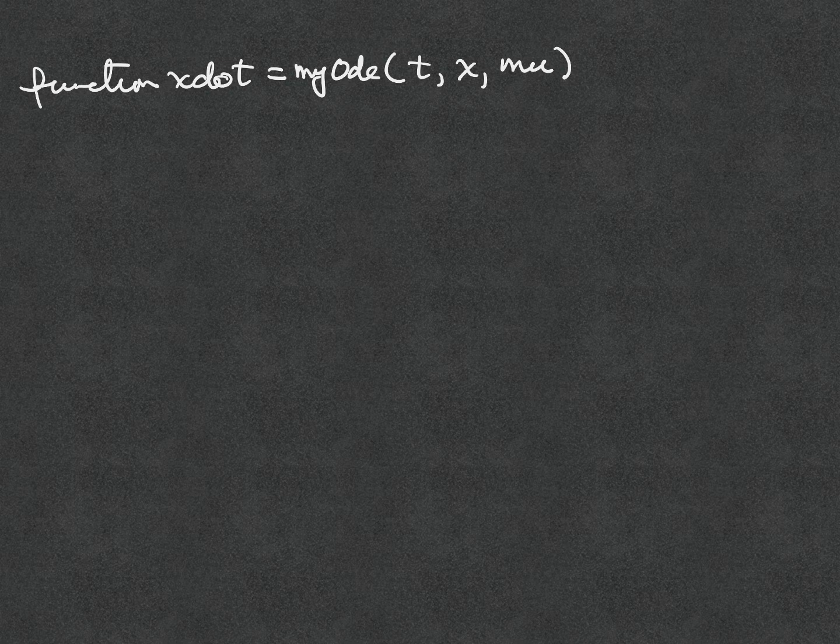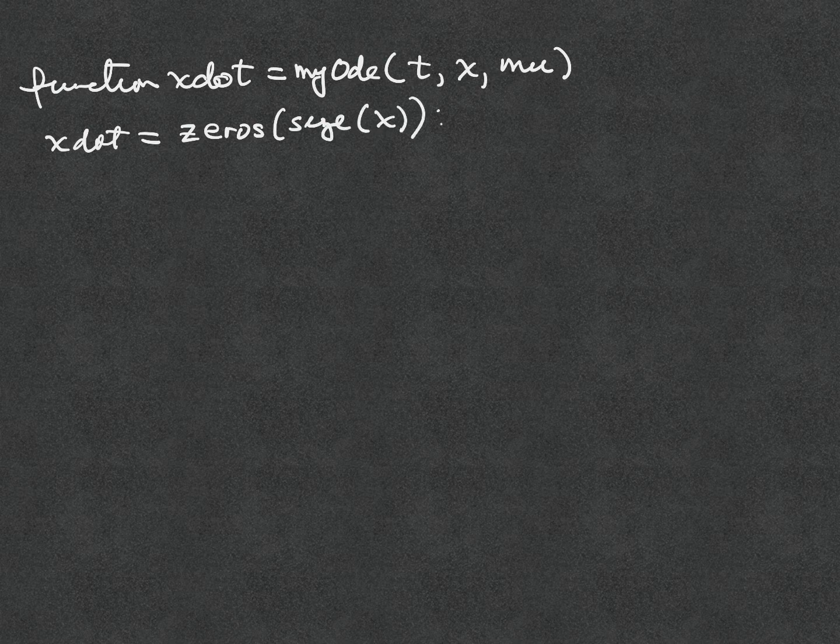So now what I'm going to do is write out these equations. Here's how I'm going to do it. In order to make sure that I keep consistent with column vectors and row vectors, I'm going to say x dot equals zeros of size of x. So I'm assuming x is a column vector. So this is going to initialize x dot to be the same size as x. It's also going to be a column vector. It's going to be the same length. Now, I can do this a number of different ways, but I'm just going to go straight for the components.